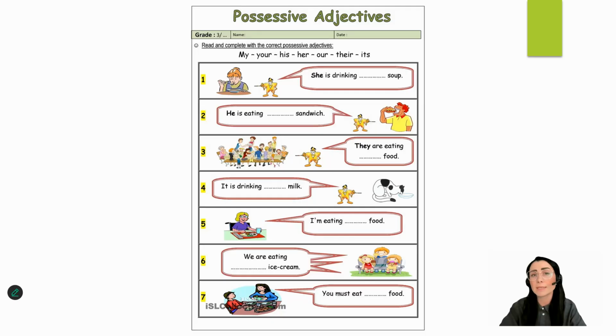Number 2, he is eating sandwich. He is eating his sandwich. Pause this video and do the exercise in writing. Then check your answers.